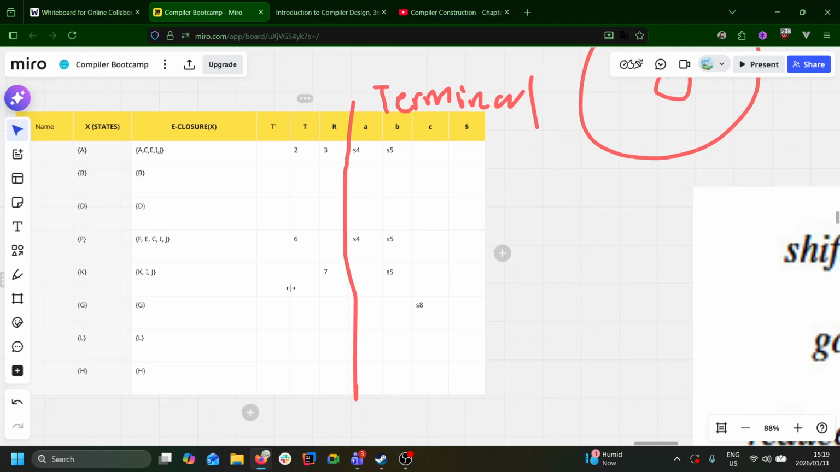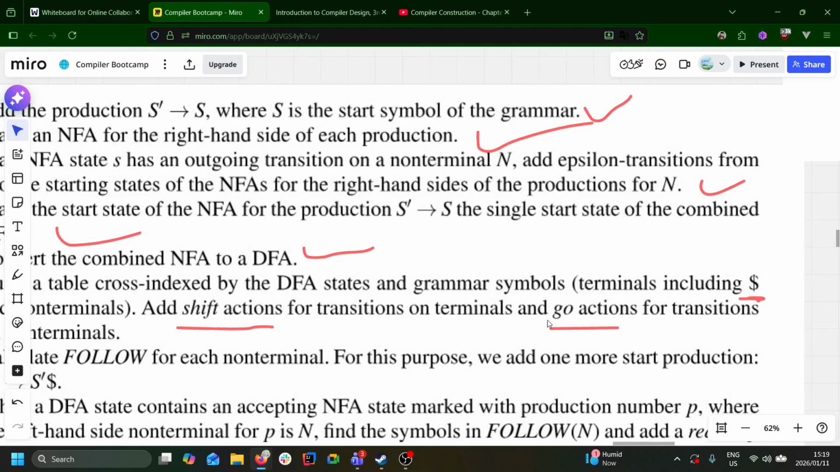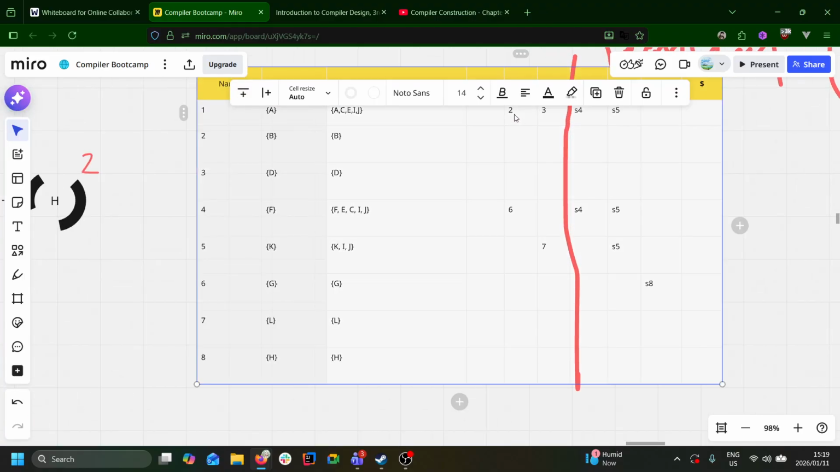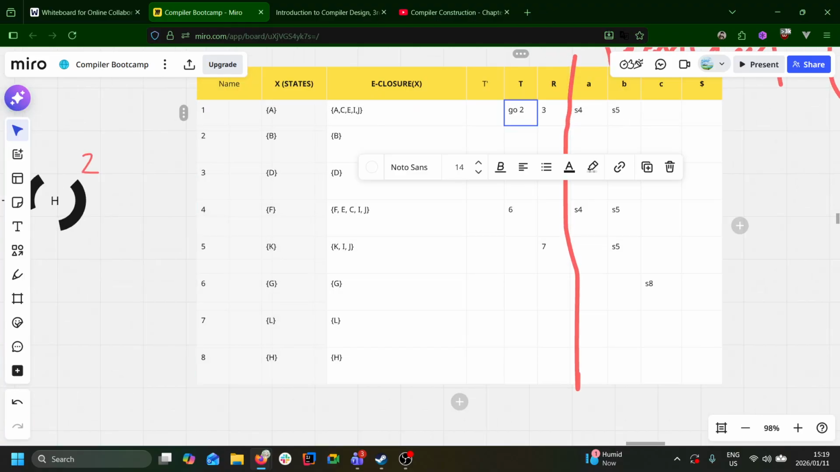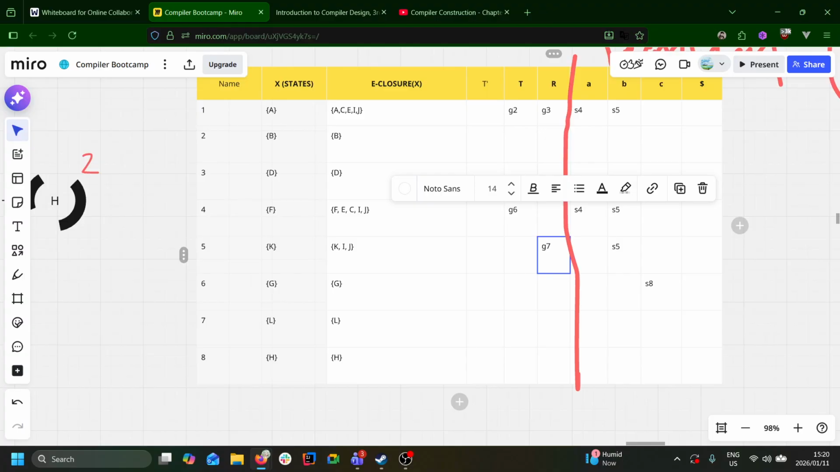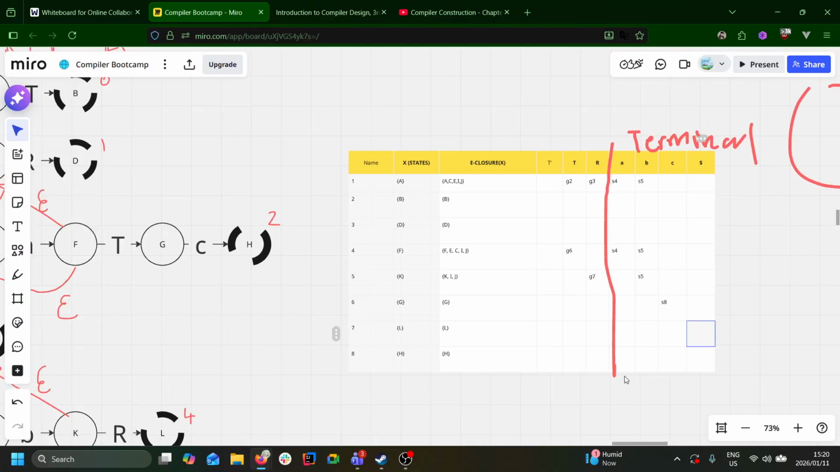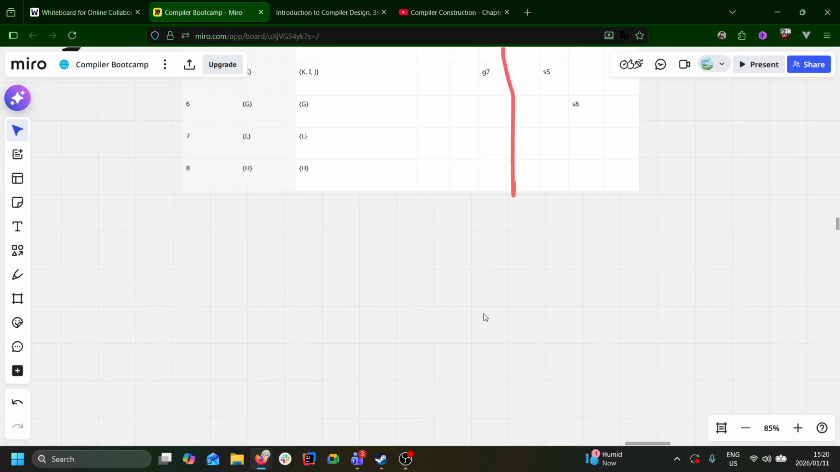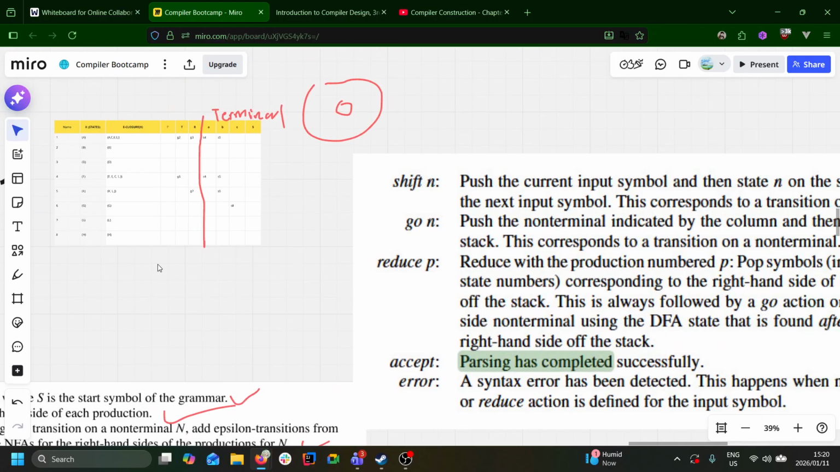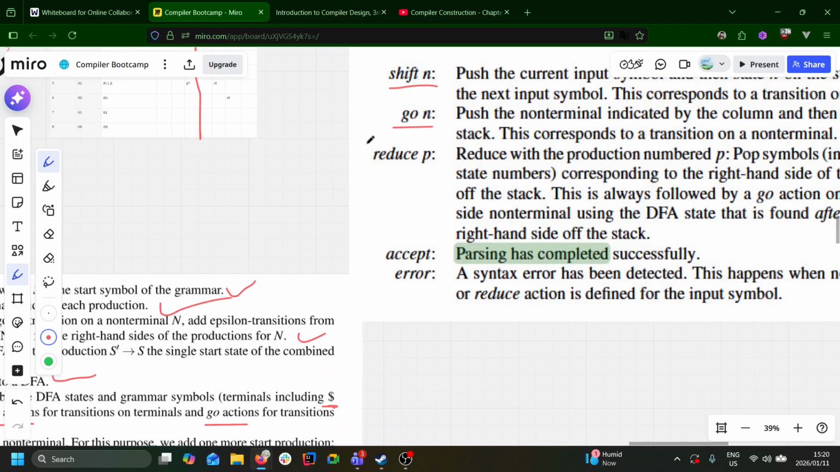Then for these over here, the rule says go actions for transitions on non-terminals. So we're going to have go, but if you don't want to write the full word go, you can just write G, and then G, and now G, and now G as well. Now you've added all of your shift actions and your go actions, and now we're left with these three over here.